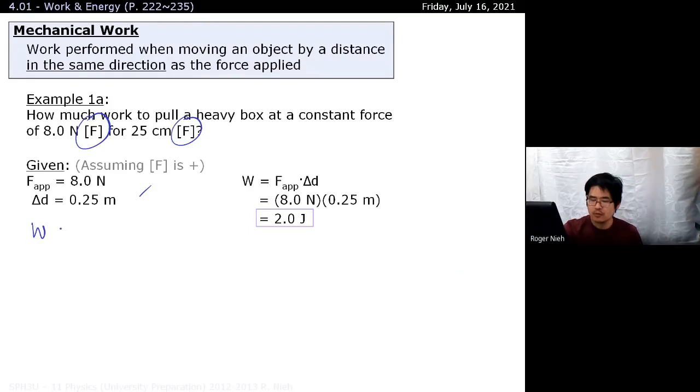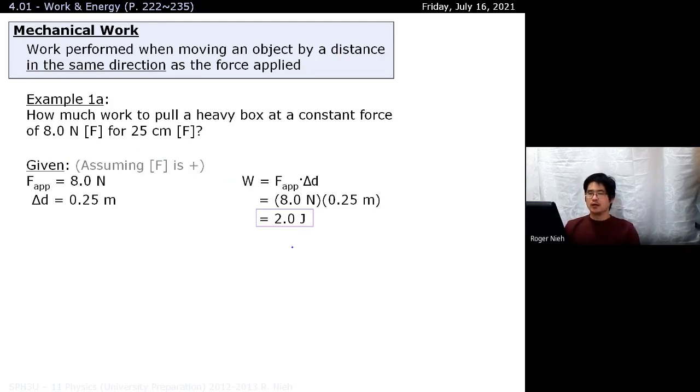Our required would be work. How much work are we performing? Work by definition is force applied times distance. So 8 newtons times 0.25 meters. And yes, we do end up with the answer of 2 joules, as the student asked or stated earlier. All right, it is 2 joules. And if you want to get technical with it, a 2 sig fig problem multiplied by another 2 sig fig problem, our answer will also be 2 significant figures. So technically, it should be 2.0 joules.